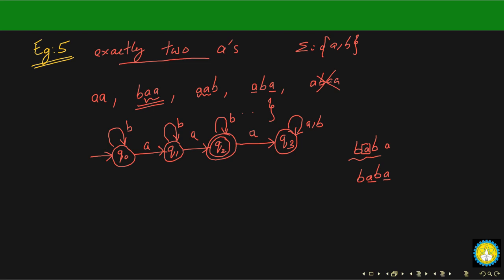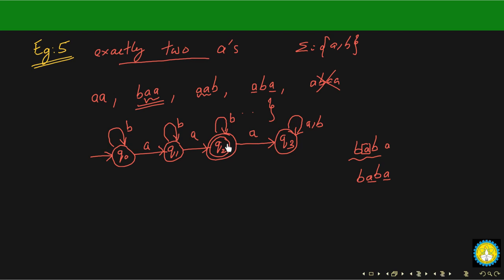So let me take my pointer. Okay, so from here, let's look at what is happening. You have seen B, then an A, then followed by a B, and then an A. So you are at Q2 now. You are in the accepting state because you have already seen two A's. Now from here, if you again see an A, then you're going to a non-final state. That's okay.